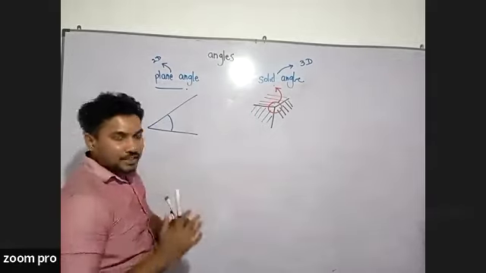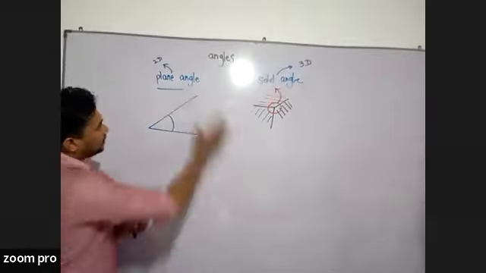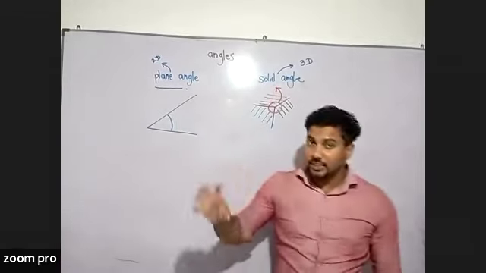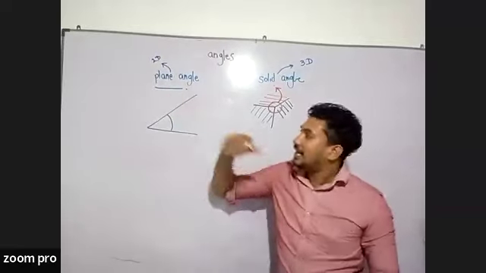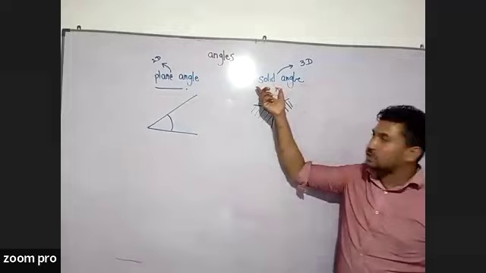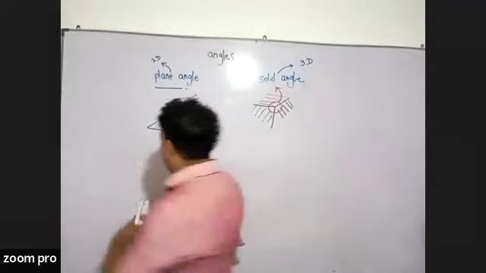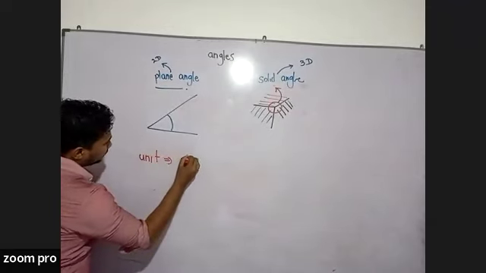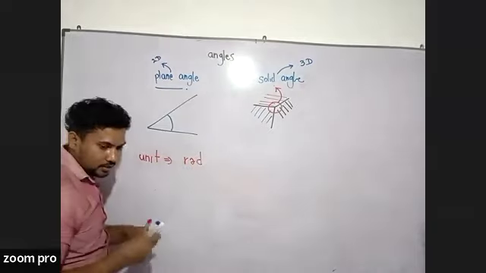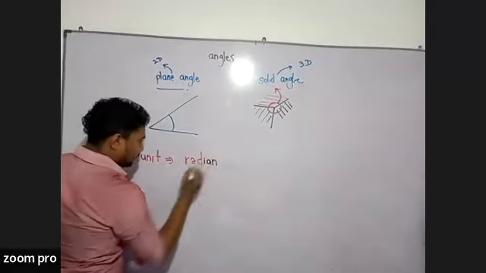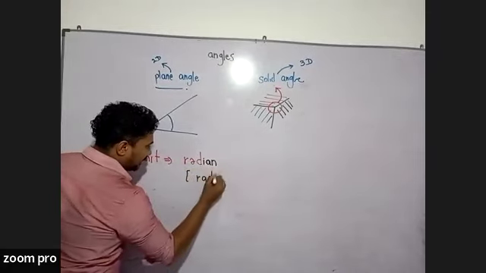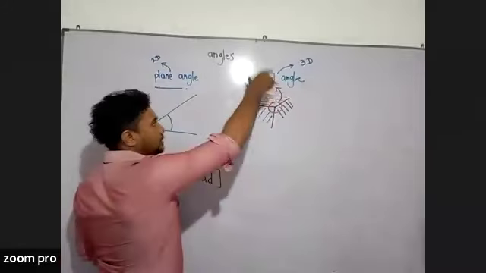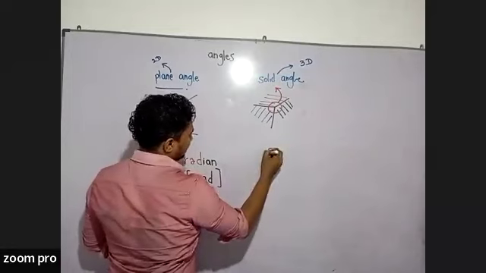Okay, right. Let me tell you some more details about plane angles and solid angles. Guys, there's a particular unit which is used to measure plane angles, and there's another specific unit to measure solid angles, right? The unit which is used to measure the plane angle we call the radian. We normally symbolize it as rad. It is the radian, right? And the unit which is used to measure the solid angle is the steradian.